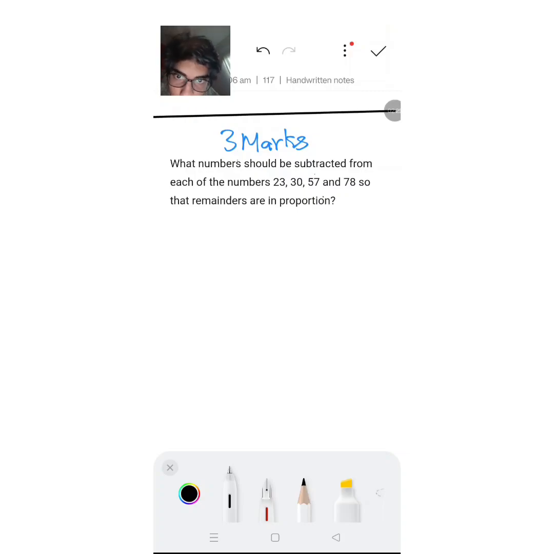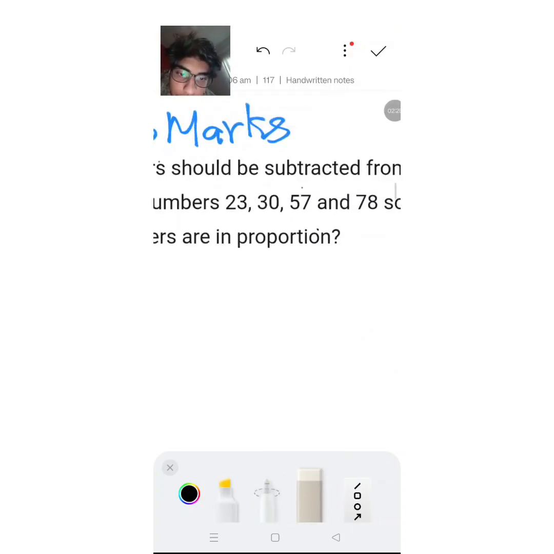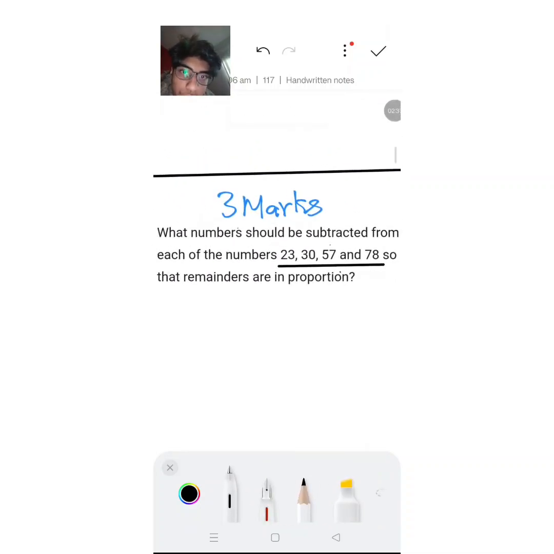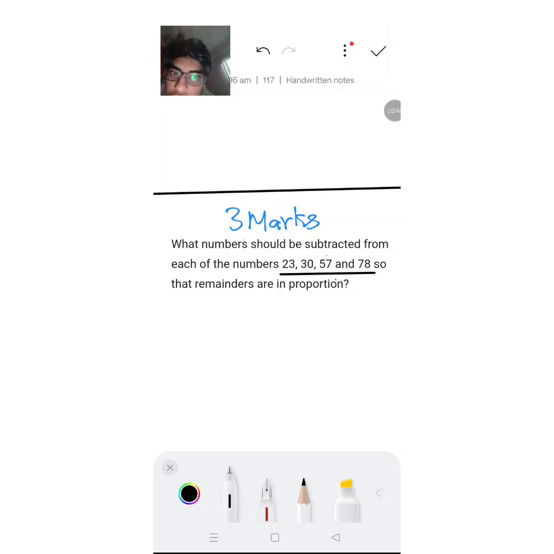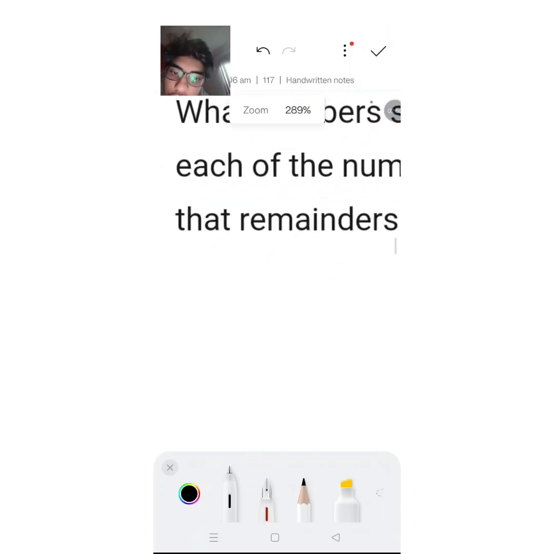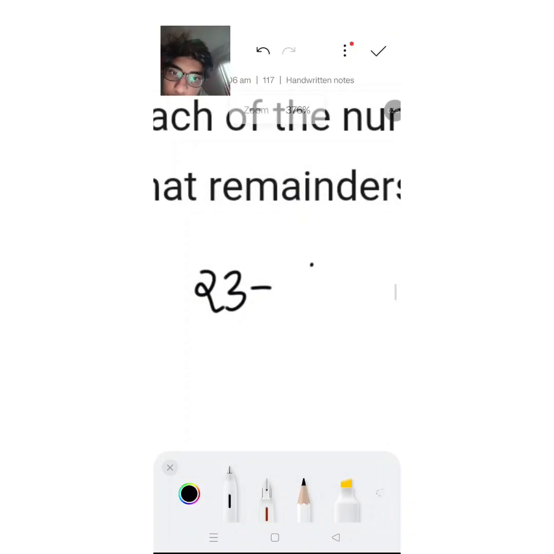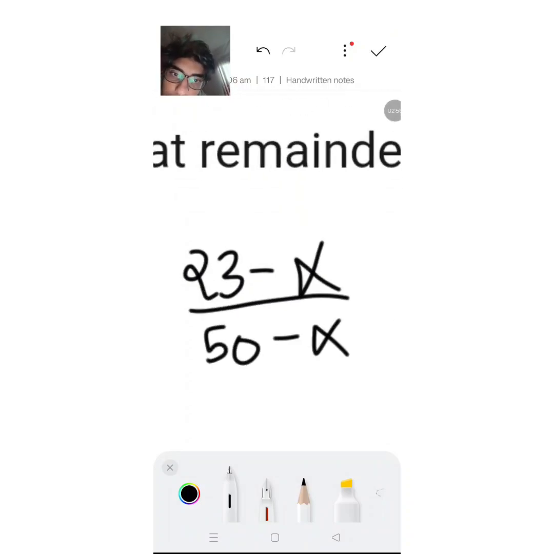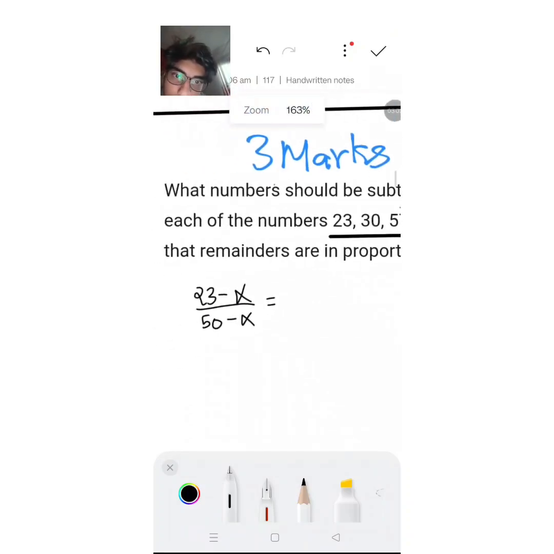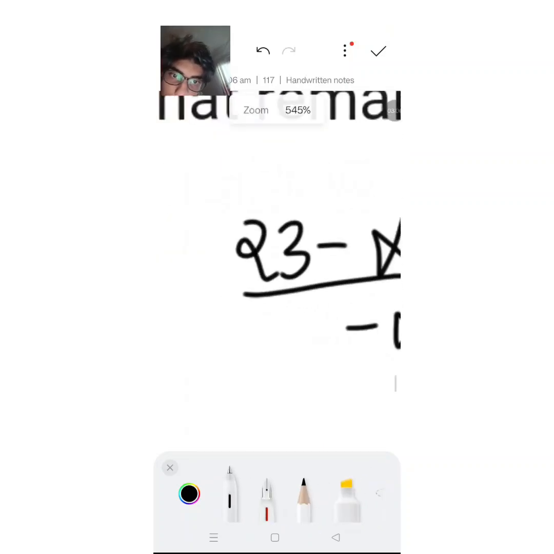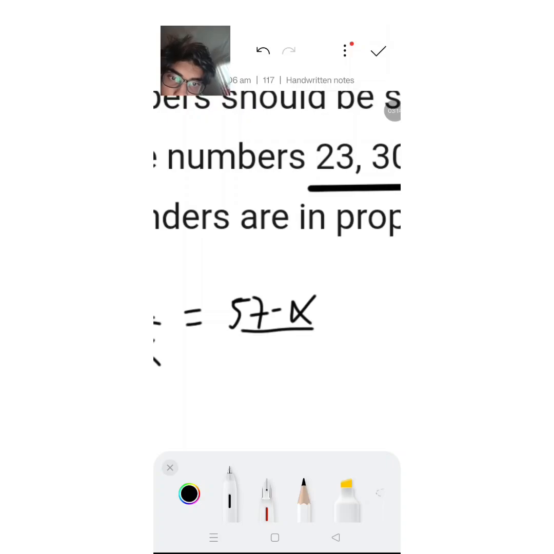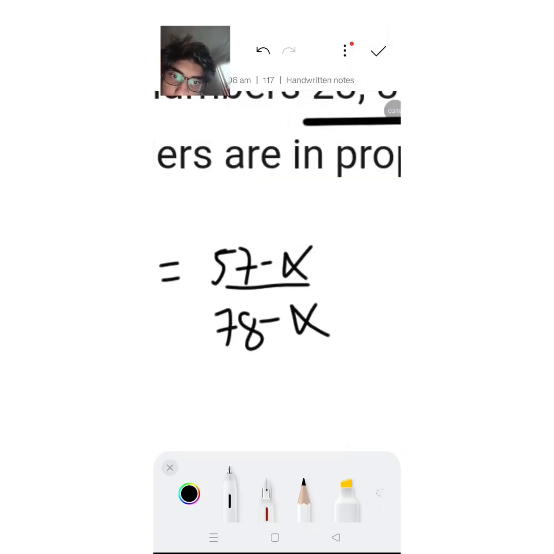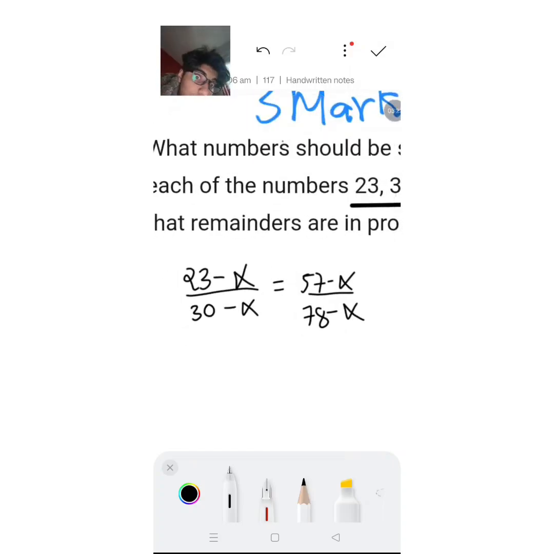So let's start with this one. What number should be subtracted from each of these numbers: 23, 30, 57, 78? These 4 numbers would be in proportion if a number were subtracted from each of them. The only criterion is that the number doesn't change, so it's the same number in all 4 cases. Obviously, we just set up an equation first. So we have 23 minus, let's take the number to be alpha, over 30 minus alpha, sorry, not 50, 30, my bad. So 23 minus alpha over 30 minus alpha would equate to 57 minus alpha over 78 minus alpha. This is the equation that we have.